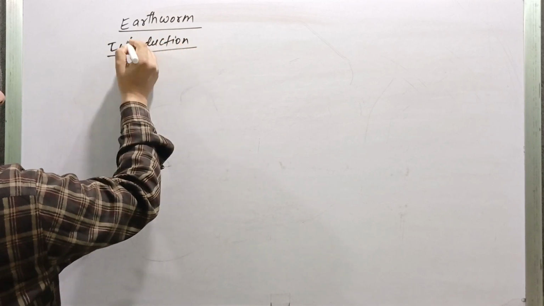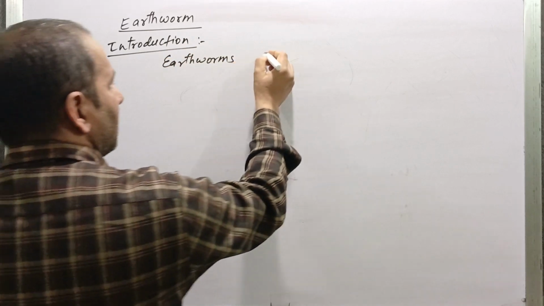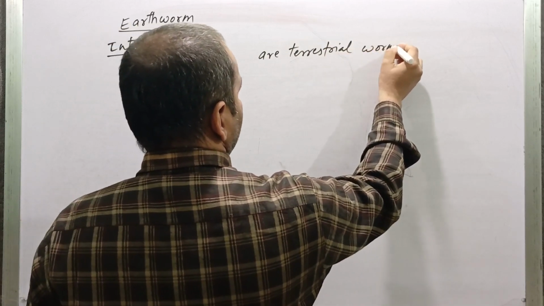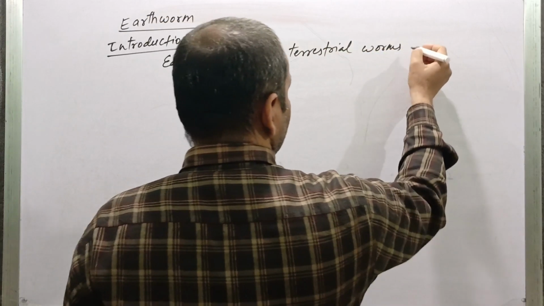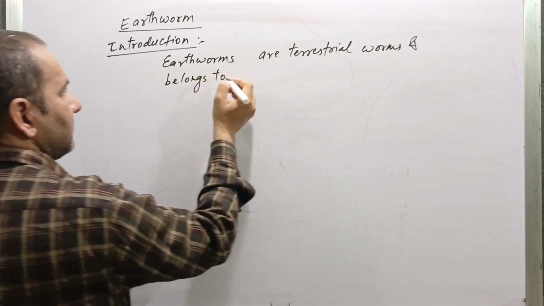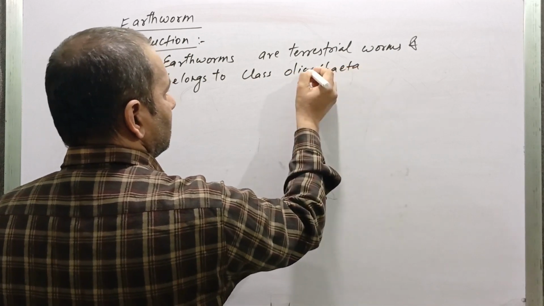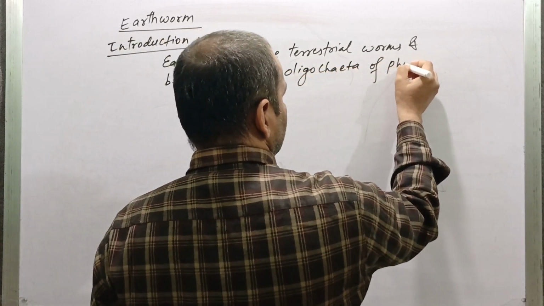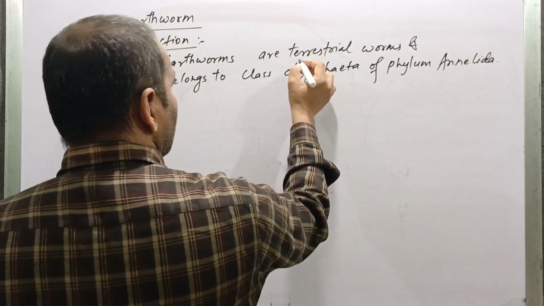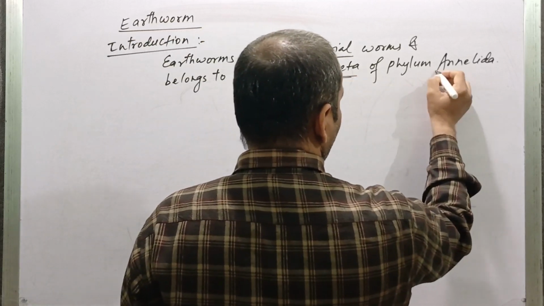Regarding its introduction, earthworms are terrestrial worms and belong to class Oligochaeta of phylum Annelida.